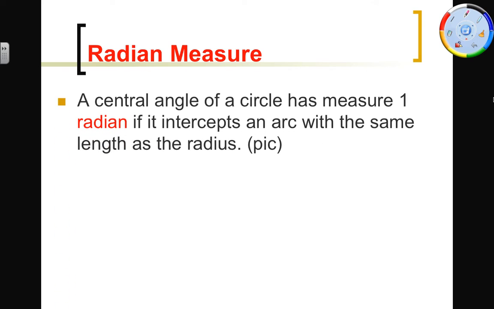So, what radian measure is? You guys understand that a degree is 1/180th of a straight angle. Well, it's not the case for a radian measure. A central angle of a circle has measure 1 radian if it intercepts an arc with the same length as the radius. Okay, so let's see how bad I can draw a circle here. So I'm going to draw a circle and a central angle.